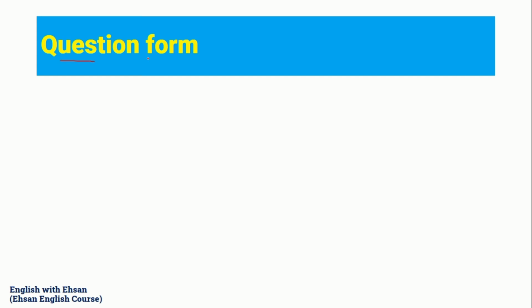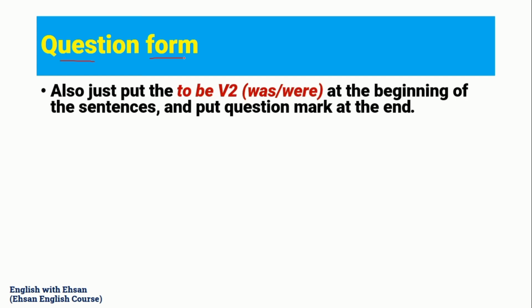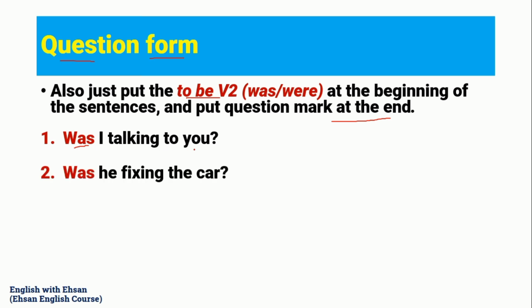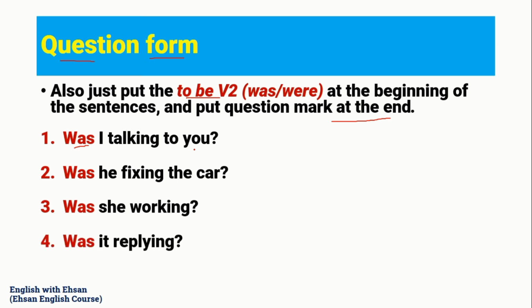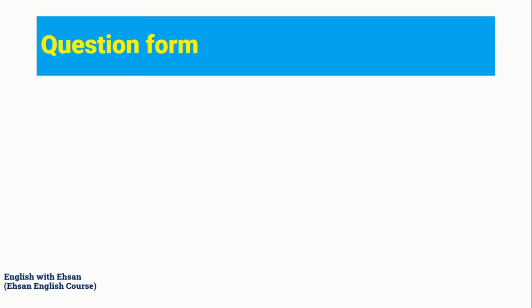Question form. The question form for the past tense. Also, just put the to be verb, or the past form of the verb like was, were, at the beginning of the sentence, and put a question mark at the end. Like here, number one, was I talking to you? Number two, was he fixing the car? Number three, was she working? Number four, was it replying? Number five, was Umar teaching?